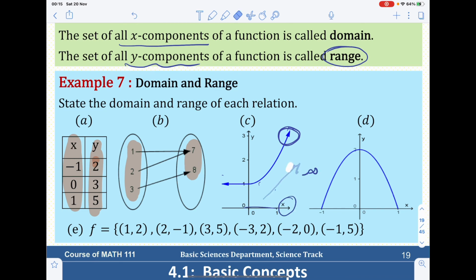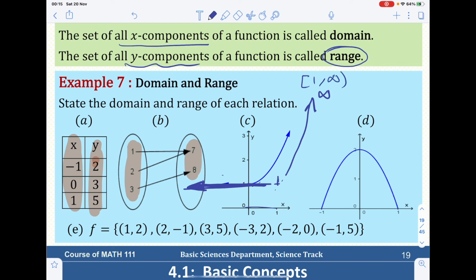Now for the y values, or the y component, we can see that we are starting from here. As you see, this is horizontal, it's not vertical. That means I'm going to start from this point, which is 1. Then I will keep going up until infinity. So the range for this one is from 1 included to infinity. This is the range. Here the difference between this one and this one is that we are stopping at this point, but for this one it continues to infinity.